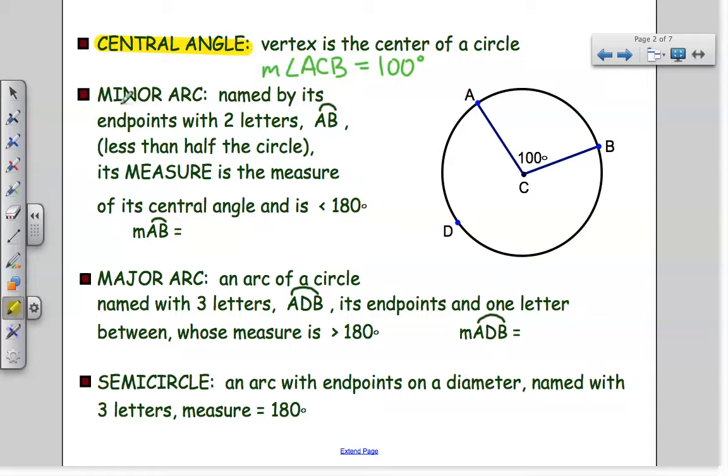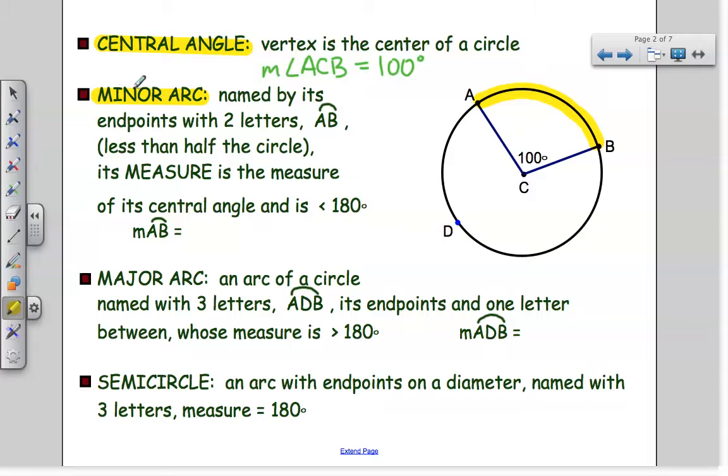We have two types of arcs we're going to talk about. Well, actually three types, I guess. A minor arc. The fact that it's minor, you're thinking it's kind of small. A minor arc is named by its endpoints with two letters, arc AB, and you literally just put a little arc over the top. So when I'm talking about arc AB, I'm talking about this arc of the actual circle from A to B. There's arc AB.